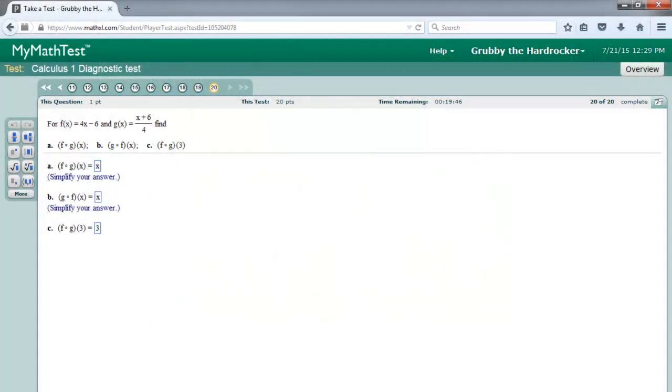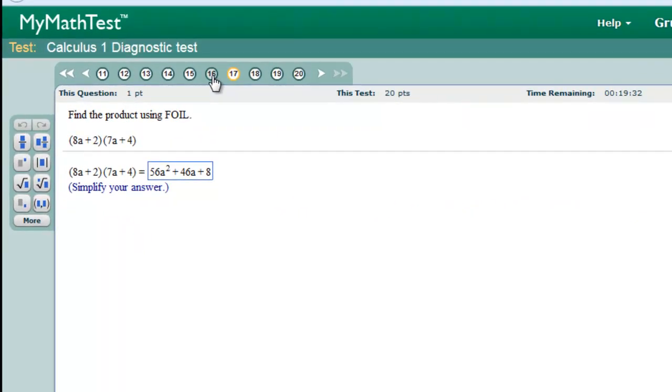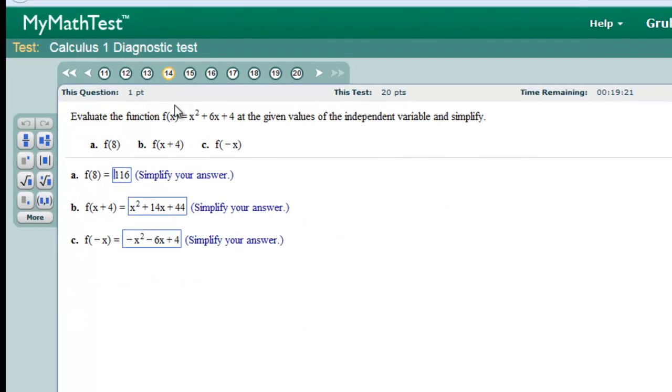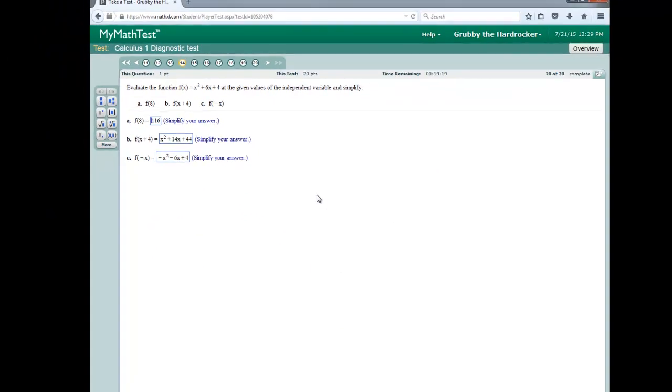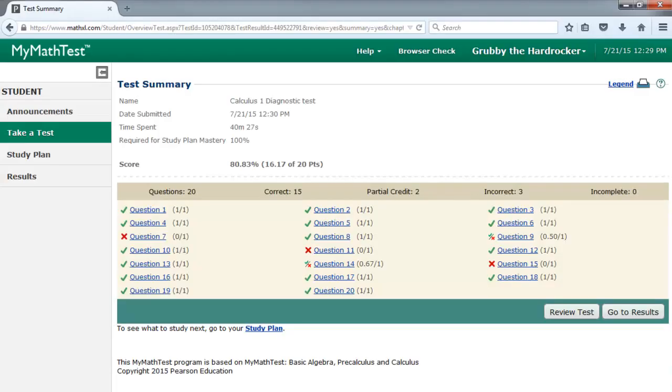If you've finished with all 20 problems and you've got time remaining, it's not a bad idea to go back and double check your answers. You can again go back and click on any of the previous problems that you took a look at to double check your work. As soon as you are satisfied with your work, we'll go down to Submit Test and move on to the next step, the summary screen.